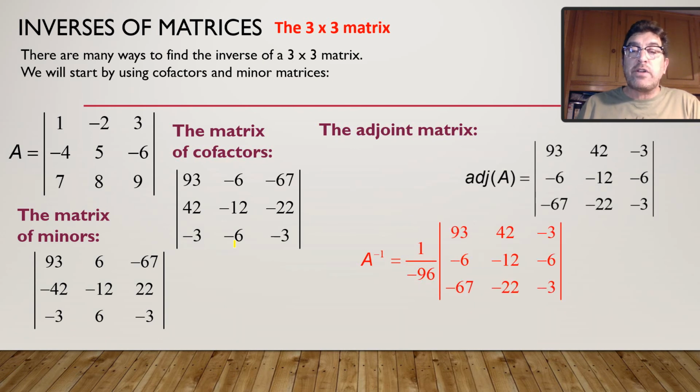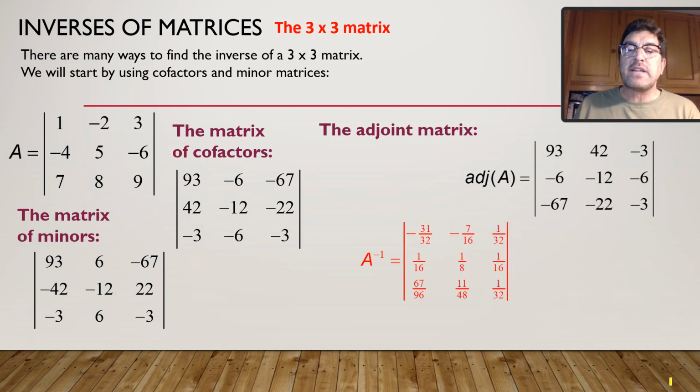Okay, let's have a look. Remember, our determinant was minus 96, so we invert it and we multiply it with our adjoint matrix to get our final inverse matrix. Now folks, you can take some time, multiply A with its inverse, and see if indeed you do get the identity matrix, which is what you are supposed to get.